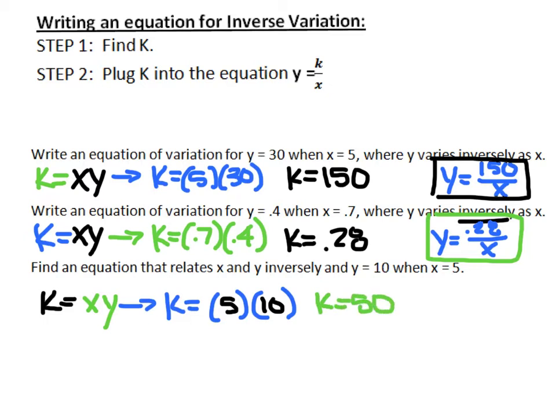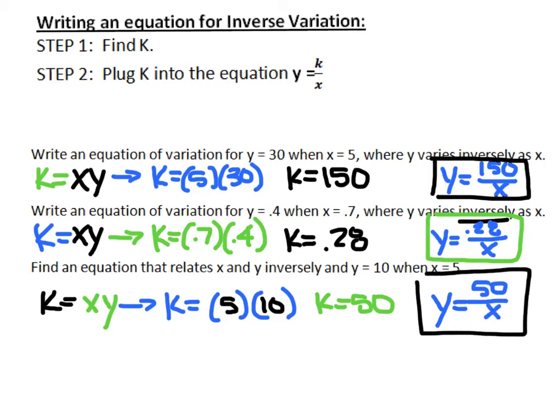Now we can't stop there. That's just the constant of proportionality, which is what the letter k stands for, reminder. So the end answer is that y equals k, which is 50, divided by x. That would be the equation in inverse form.